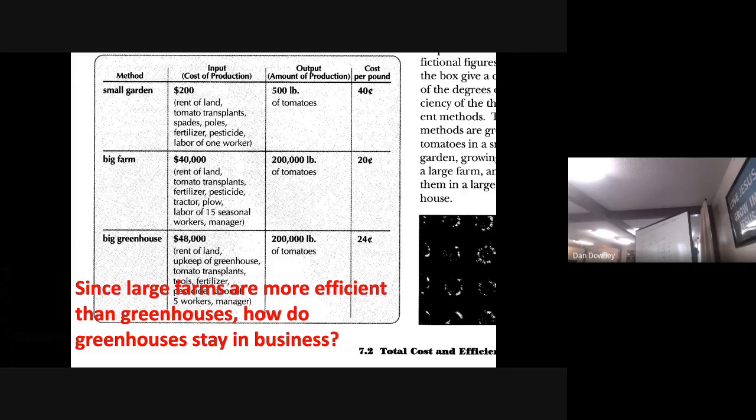A small garden can charge a high price because it has a very good taste, and it's gently made, and you know who did it, and they're not fertilizing it with poisons and things. And then the greenhouse can charge high prices because they might not have any competition.